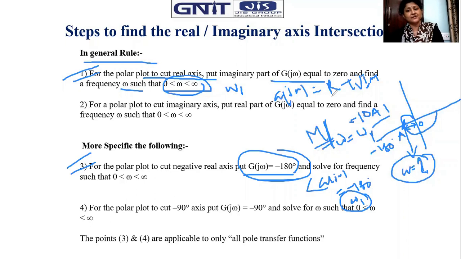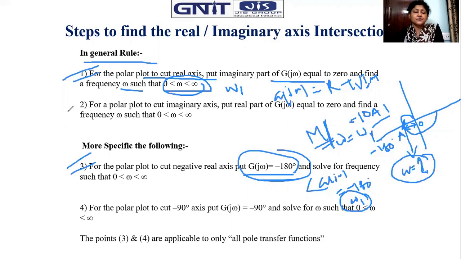One is to segregate the real part and imaginary part, put the imaginary part equal to 0, find the corresponding frequency, and put that frequency in the magnitude. You get the intercept. Similarly, in the angle approach, put the angle of G(ω) equal to -180, get the corresponding frequency, and find the magnitude at that particular frequency. You get the intercept.